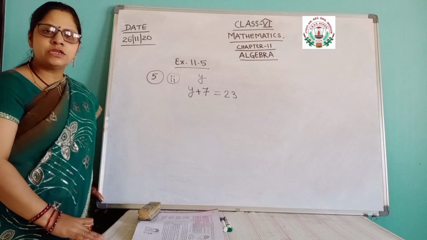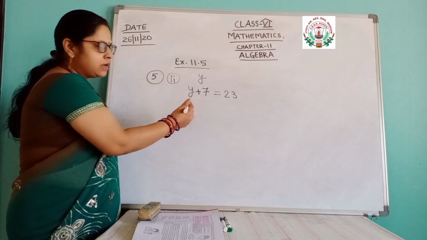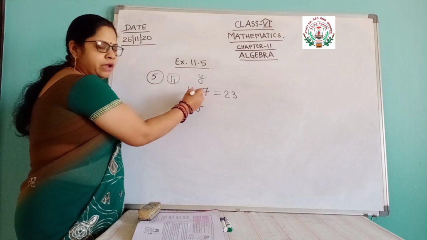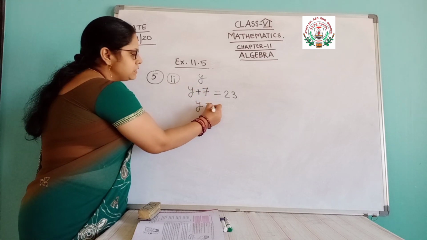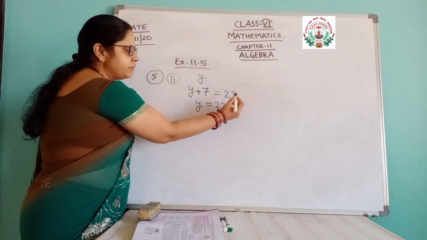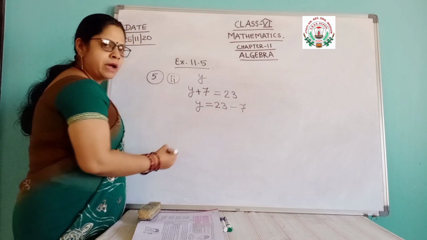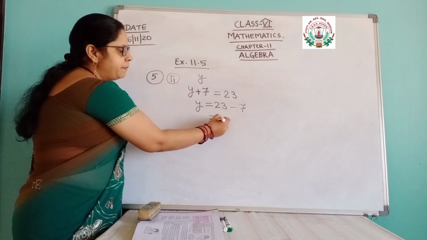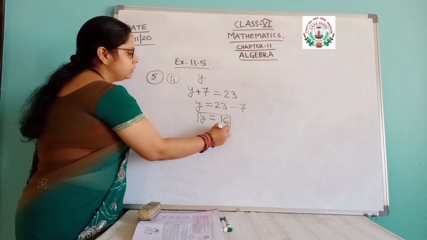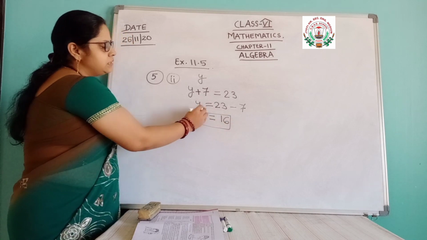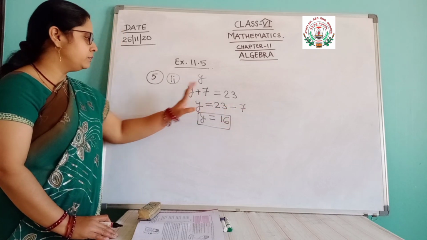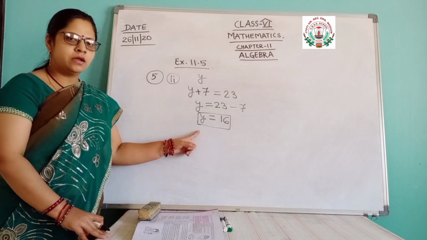Now solving this equation by the direct method, as we have done earlier, y we will keep here only. Then this plus 7 we have to remove from here. So we will start from the equal sign, 23 is already there. This plus 7, when you transfer it to the other side, will change to minus 7. And now you subtract. It becomes 16. So the number the riddle is talking about is 16. Am I correct here? 16 and 7, 23. 16 is that number. Okay.